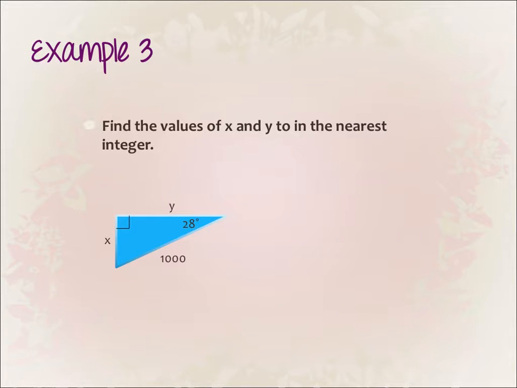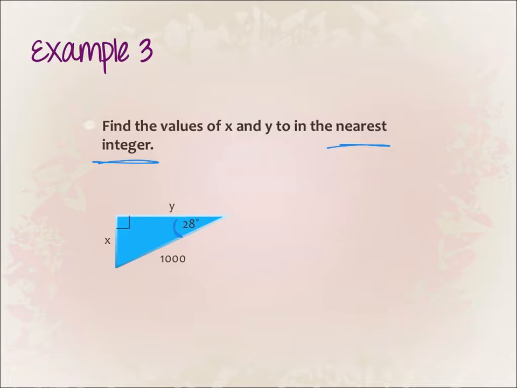Okay, example 3. We now need to find the values of x and y. And notice the instructions say to the nearest integer. So basically we're turning it into like a whole number. No decimals. Okay, so now, first thing we're going to do is find the angle that's labeled in the picture and not the right angle. We want the acute one. So right here we have 28 degrees.